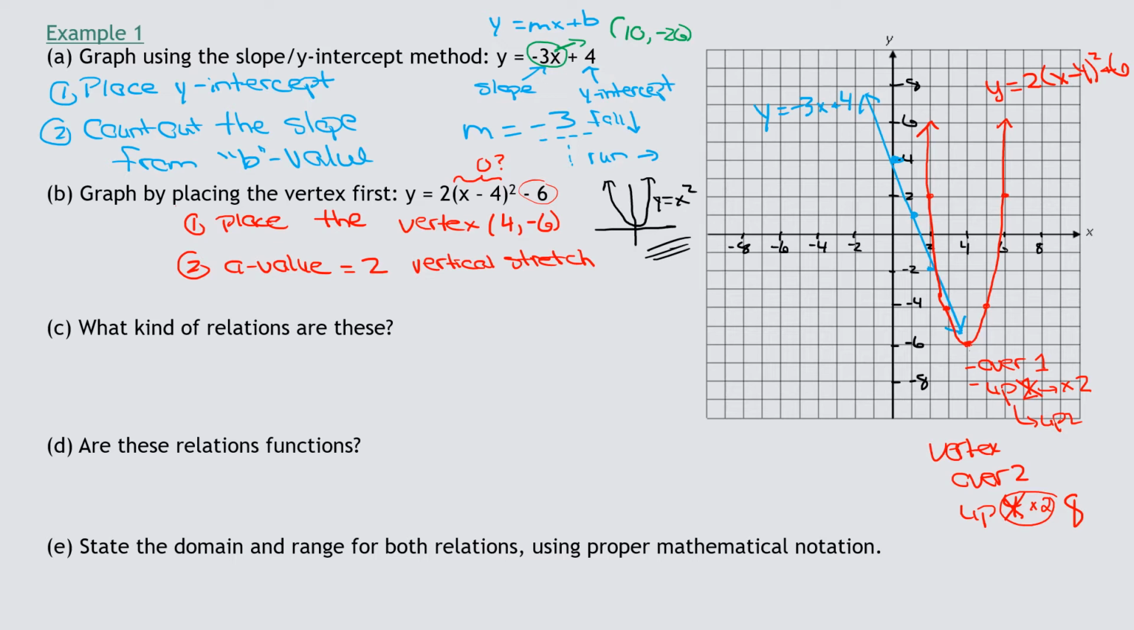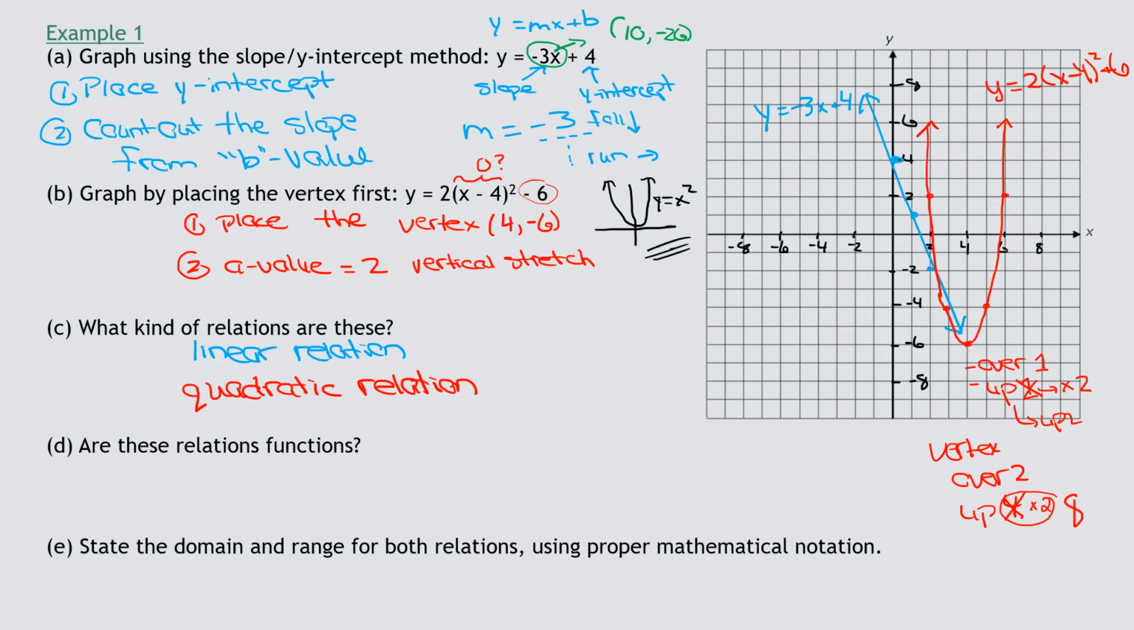What kinds of relations are these? I just said the answers to that actually. The first one that we did is a linear relation. And the second one that we graphed is called a quadratic relation, or relationship, right? That's what the point is, the relationship between x and y.